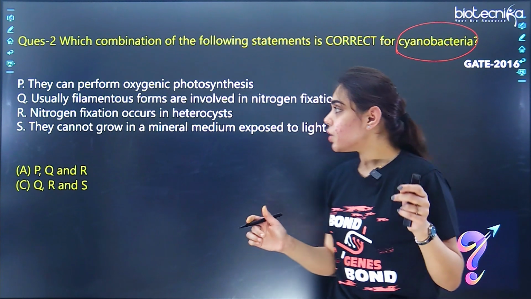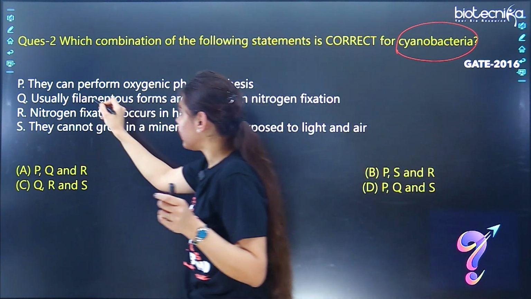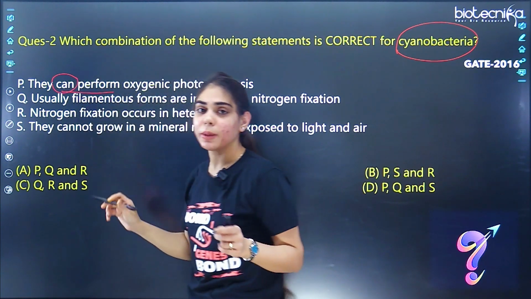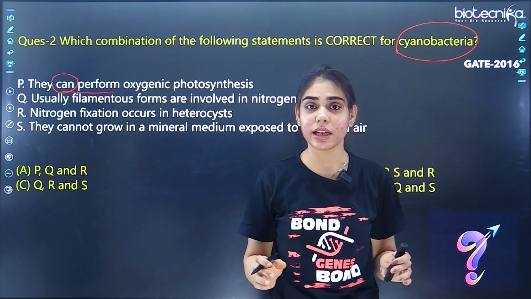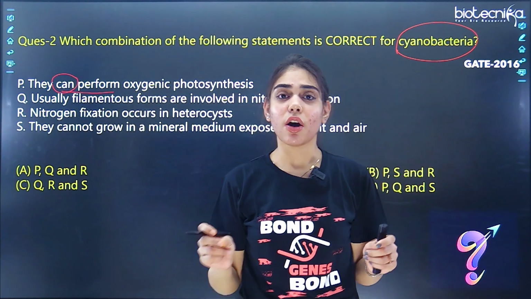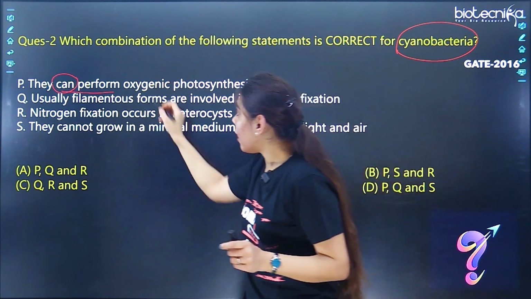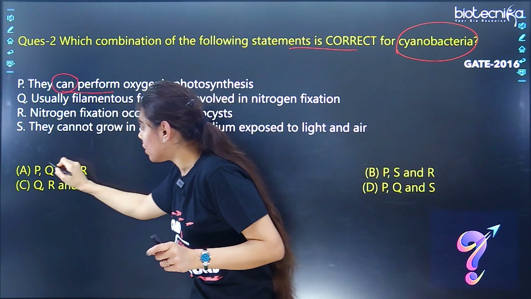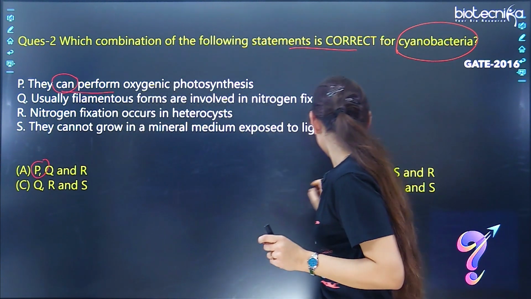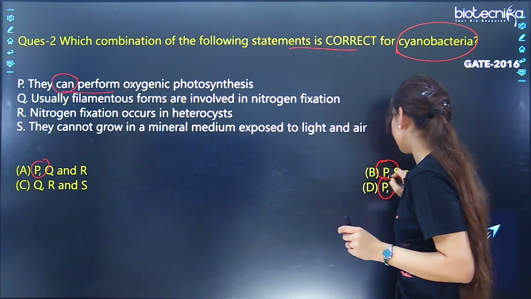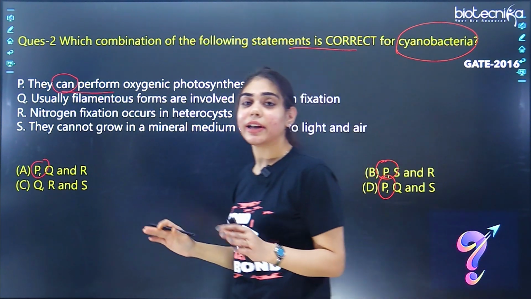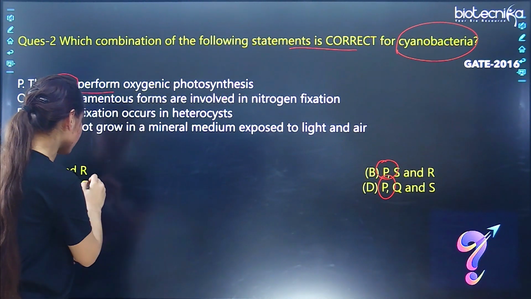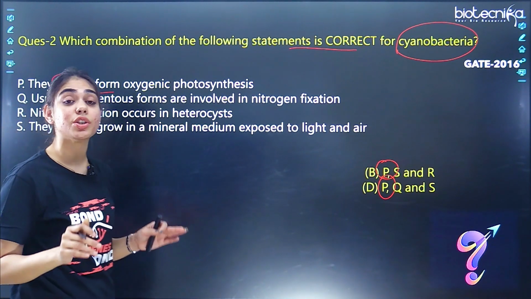So you can see in option B, it is given "they can perform." "They can" is a type of possible statement. If it is a possible statement, it has a surety of being correct. So here we have to find the correct statement. Where can I find option P in the first option? Here, B and D. Now again we have not reached the final option. Here we have just omitted one option, that is option C, because it did not have the option P.